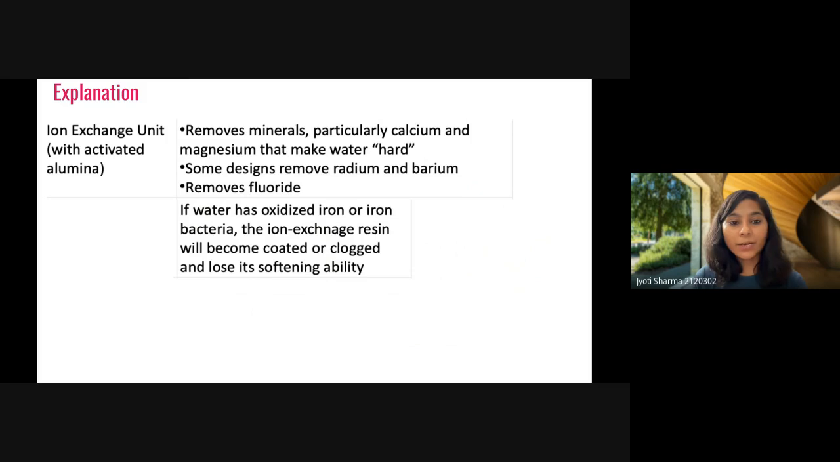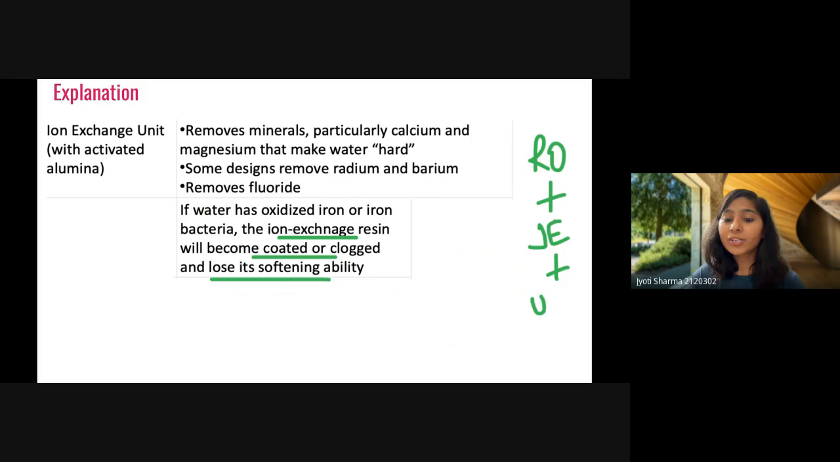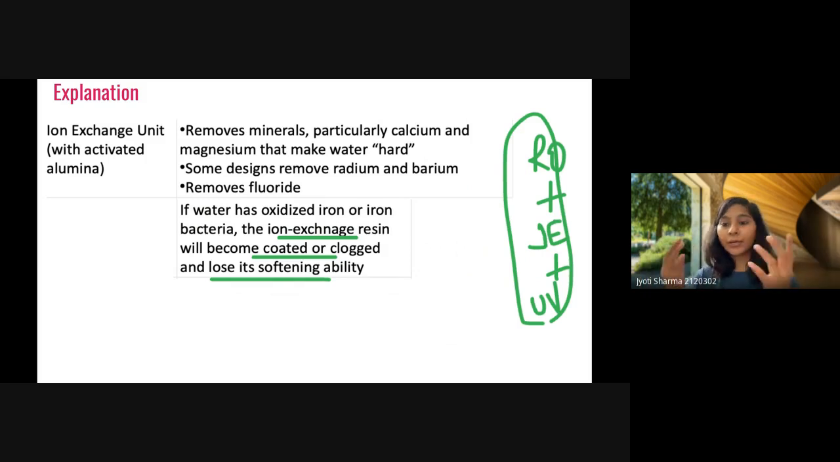So there are some limitations, and these limitations are that the ion exchange resin will be coated or clogged, and it will lose its softening ability. Whenever we are using RO, most of the time, to treat the drinking water along with RO, we have to use this ion exchange. Along with that, we also have to use ultraviolet radiation to kill the bacteria and all. So whenever we have such a combination within a single unit to treat the drinking water, then we can say water is a little bit safe to drink.